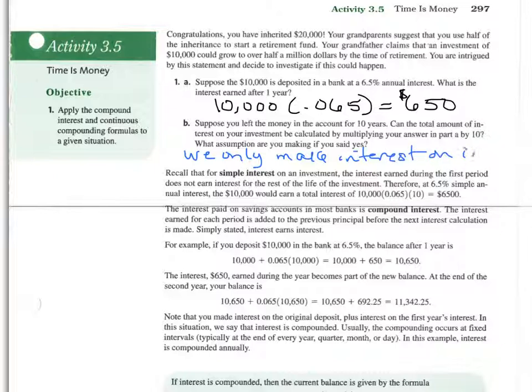So our assumption is that we only make interest on the initial investment, which really wouldn't be worth investing money. If we only make interest on the initial investment, we don't make as much as if we keep earning interest on interest. Next year, we would make 6.5% of that $10,650, not just the $10,000. So simple interest is if we just made it on the initial investment. But most investments, any loan that you take, you're paying interest on the whole thing, the interest on interest.